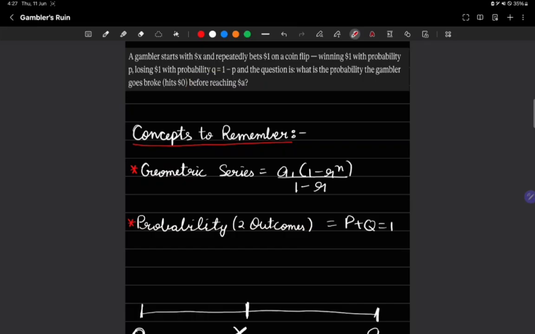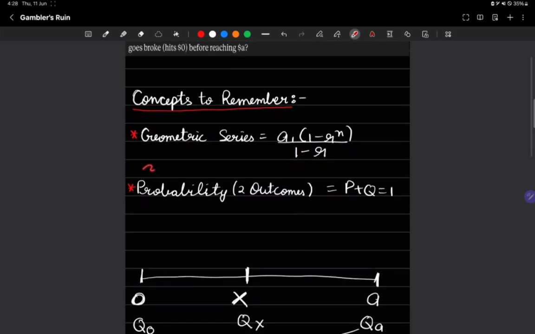Before we move forward with the solving part of the video, let's remember some concepts. There's something called a geometric series, for example, 1 plus 2 plus 4 plus 8 plus 16. Here you can see there's a jump happening with the pattern times 2. You're multiplying with 2, so that's one example of a geometric series. Then you have to remember this formula: a1 times (1 minus r raised to the power n) upon 1 minus r.